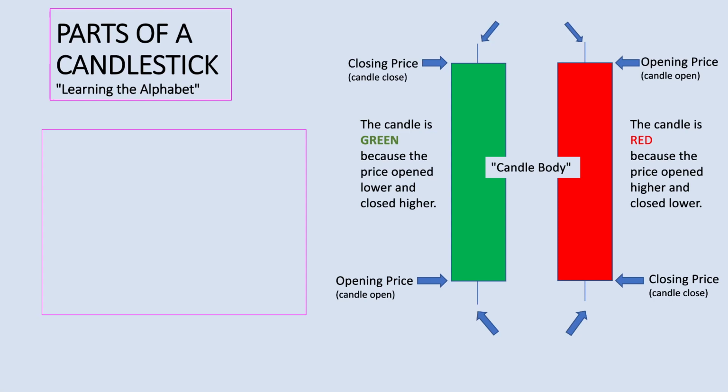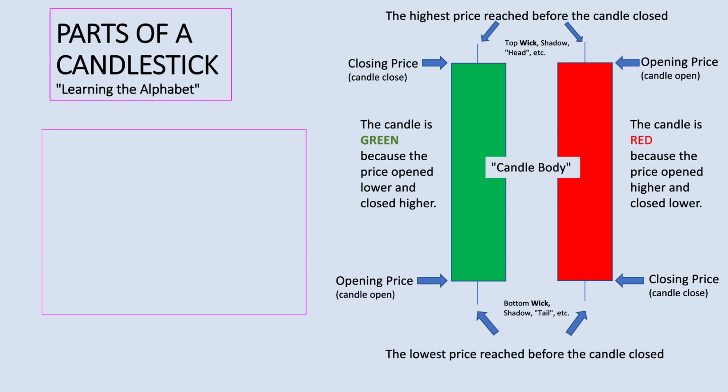These are called candle bodies, okay? But what about those things at the top, right? You see those lines over there? Yeah, that's a top wick. Some people call it wick, or they call it shadow, or they call it head. I like to call them wick because we are talking about candles, right? So the highest price reached before the candle closed, that's what the wick represents. Okay, and there's also sometimes a bottom wick or shadow or tail. That's the lowest price reached before the candle closed.